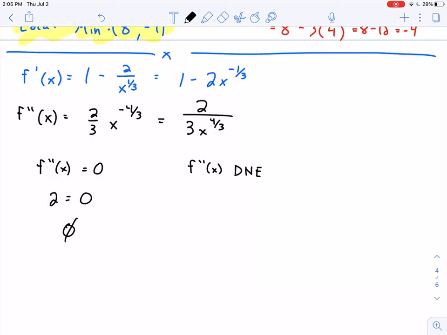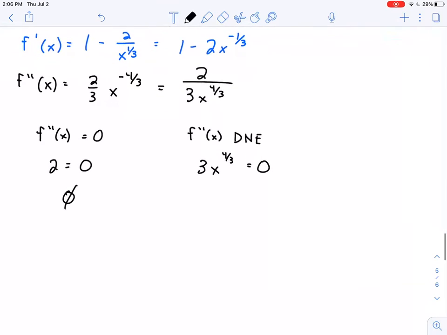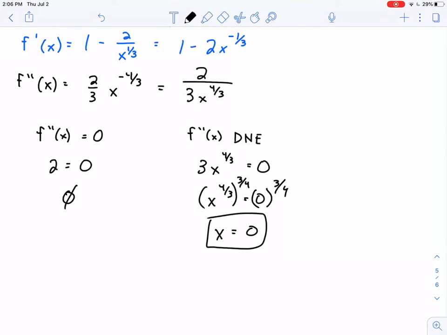f double prime of x does not exist. Here that would occur if my denominator is equal to 0. So I'm going to take the denominator, 3x to the 4/3 power, set that equal to 0, and solve this equation. So I'll divide both sides by 3. I have x to the 4/3 power is equal to 0. And then raise each side to the 3/4 power. To the 3/4 power, I have x equals 0. So I have 0 once again. This time, this is the only partition number for my second derivative.